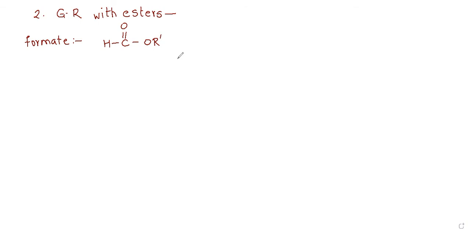Let us begin. The first reaction set, rather number 2 now, is Grignard reagent with esters. Now esters we come across are of 2 types. One is called formate esters, that means obtained from formic acid. So what is the formula of a formate ester? HCOOR. This is formate ester. We are going to treat this with some Grignard reagent RMgX.